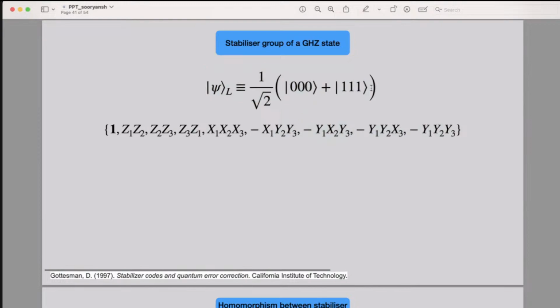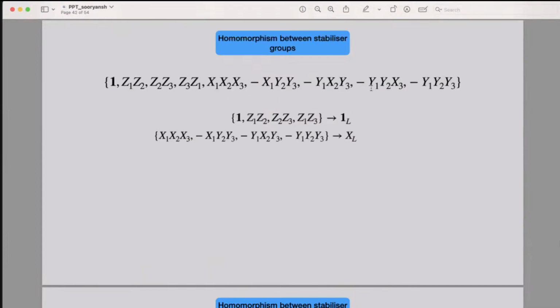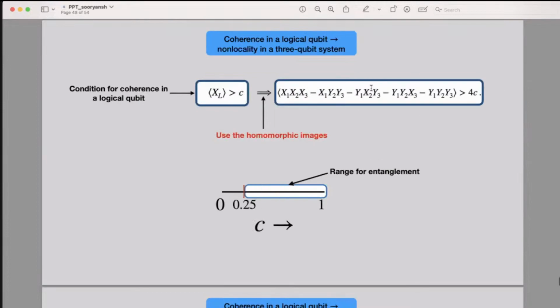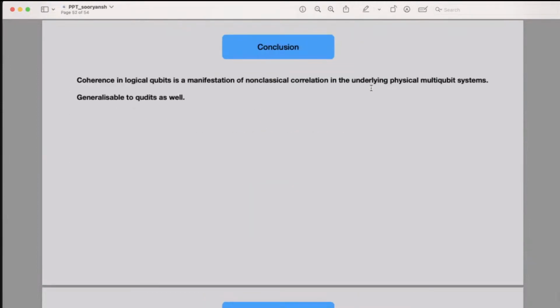So a single logical operator maps to a number of operators, and those operators are not consistent with any local hidden variable or separability paradigm. So this gives rise to this entire construction. In conclusion, what we have shown is that coherence in logical qubits is a manifestation of non-classical correlations in the underlying physical multi-qubit systems, and we have generalized this to qudits as well.